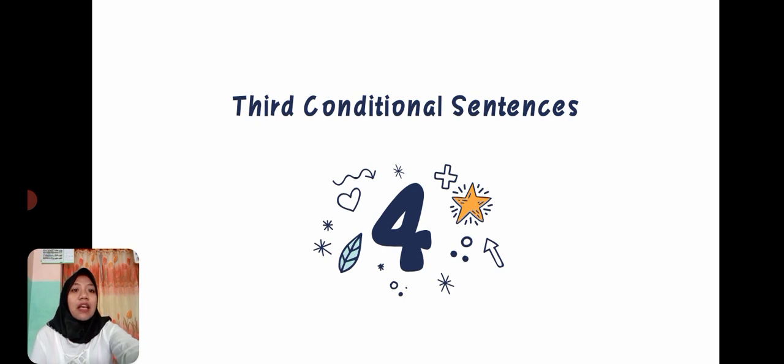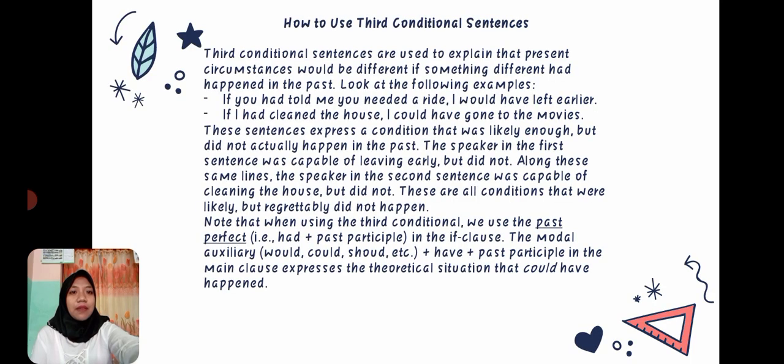Okay, next. Number 4, third conditional sentences. How to use third conditional sentences? Third conditional sentences are used to explain that a present circumstance would be different if something different had happened in the past. Look at the following examples. If you had told me you needed a ride, I would have left earlier. If I had cleaned the house, I could have gone to the movies.